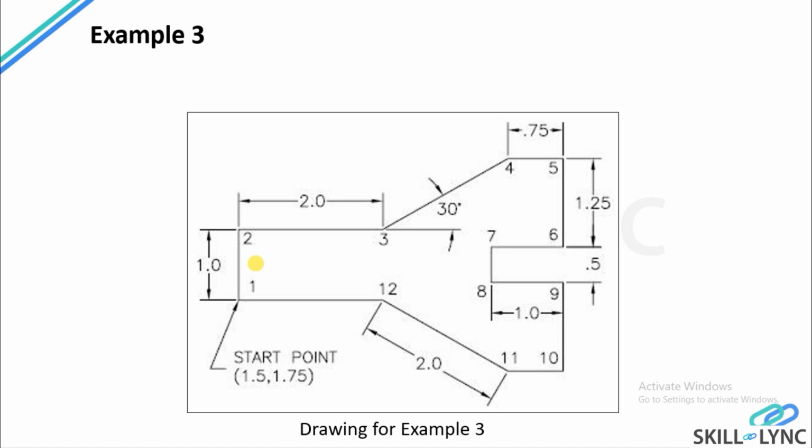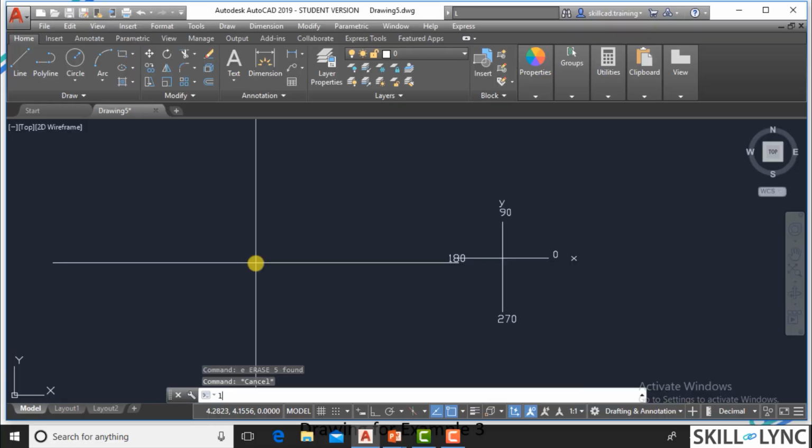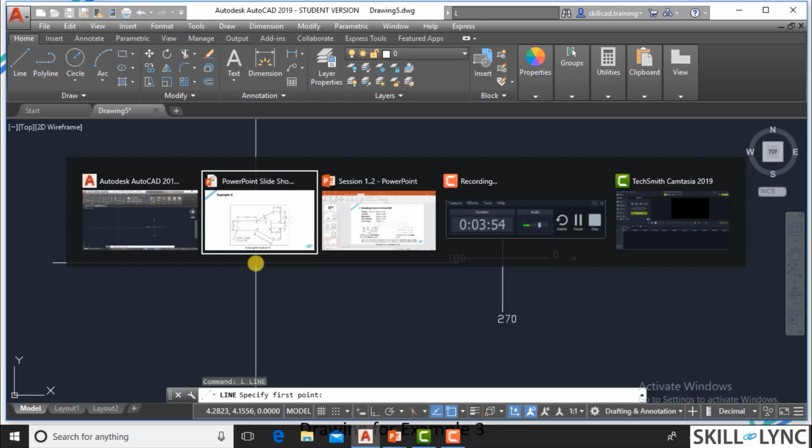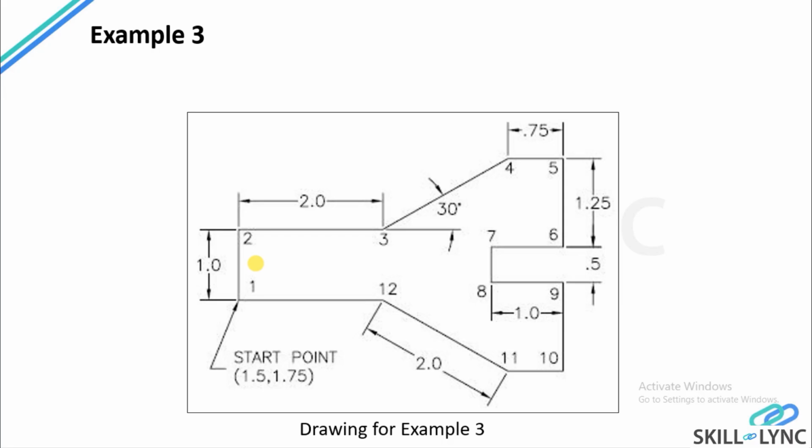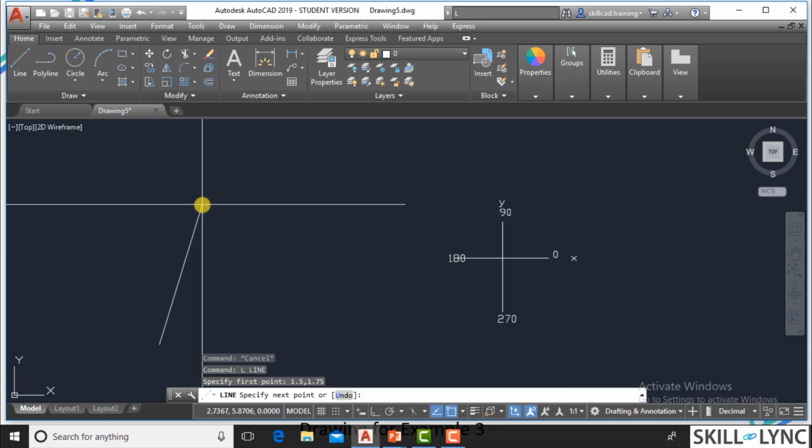So let's do this challenge. We start with the first point, 1.5 comma 1.75. The first point does not have a last point, so we start here. Then the length is 1 unit and the angle is 90 degrees, right? To go to the second point, I say @1<90.